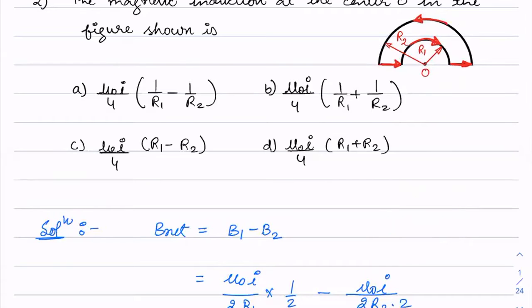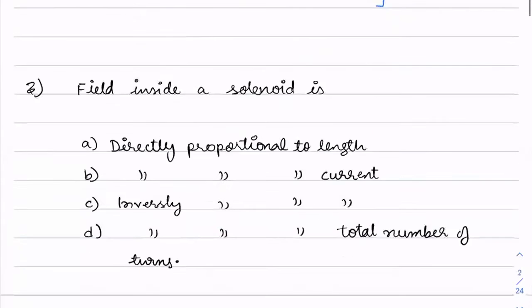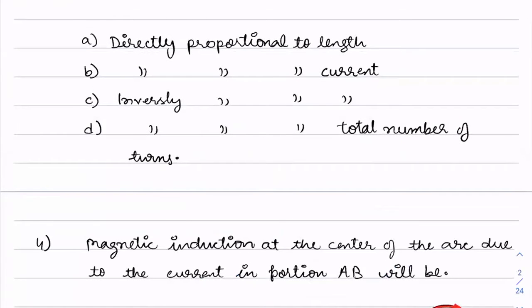Now question number 3. The field inside a solenoid is directly proportional to length? No, it does not depend upon length. Directly proportional to current? Yes, the current flowing through the solenoid does affect the magnetic field produced by the solenoid. Inversely proportional to current? Wrong. Inversely proportional to the total number of turns? Wrong. So which option is correct? Option B is correct over here.